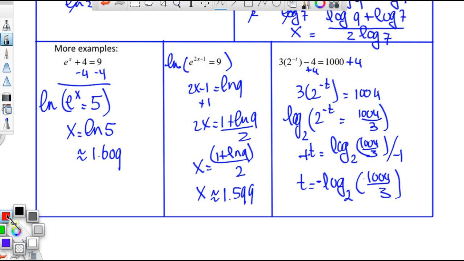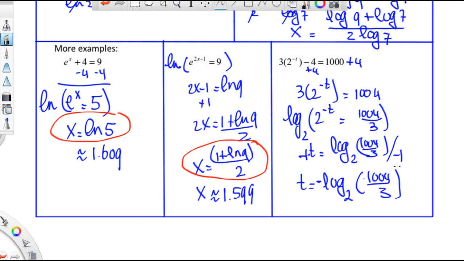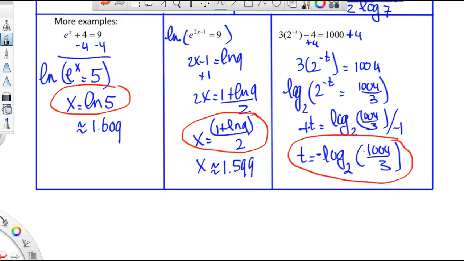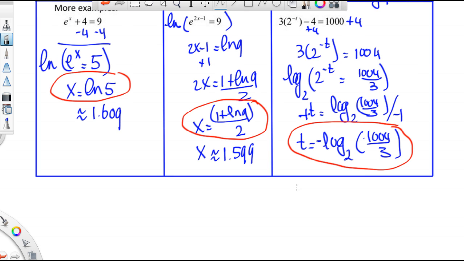Okay, and if I just say solve, then I would do this. If I just say solve, just leave these answers. Those are the most accurate answers you can give me. But if the problem says solve and approximate with a calculator, then once you get to this spot where it used to say 2 to the negative exponent of t is 1004/3, you have a choice to make. You either take a natural log or a common log.